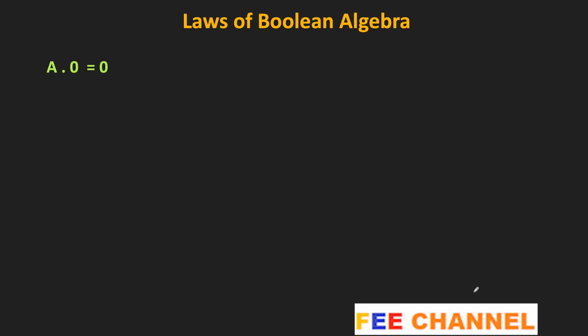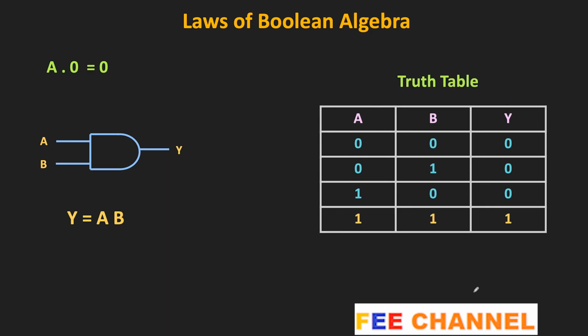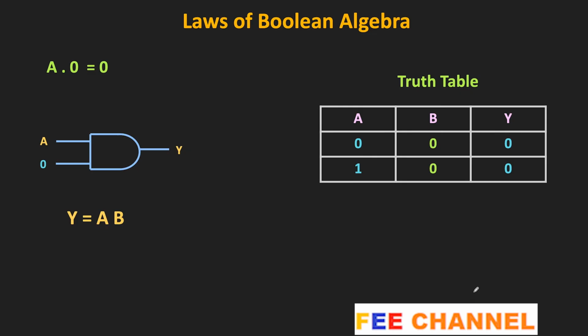We already know about the 2 input AND gate, and here is the truth table of the 2 input AND gate. As we know, for the AND gate, when one of the inputs is 0, the output is also 0. In this case, input B is equal to 0, so since one of the inputs is 0, the output will also become 0. That means the AND operation of a and 0 is equal to 0.